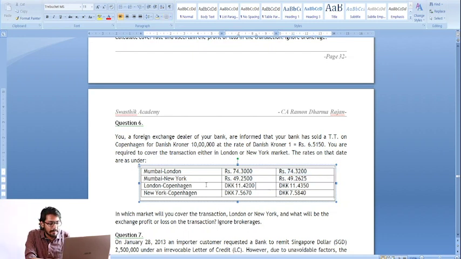74.32 divided by 11.42. For New York, it's going to be the same. 49.2625 divided by 7.5670. Here, for rupee by pound, you took the ask rate. Here also you will take the ask rate. Here the bid rate. Multiply and divide, everything will remain the same.